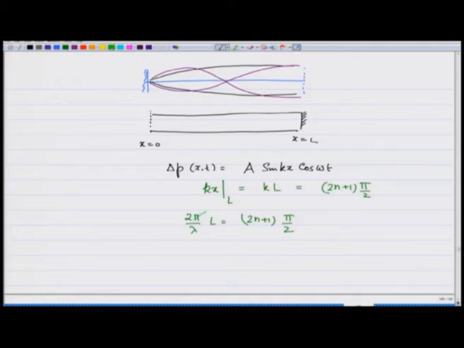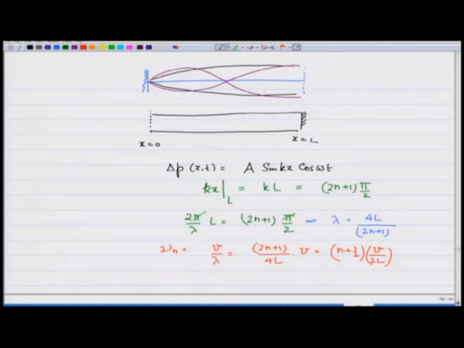So, pi cancels and I get lambda equals 4L over 2n plus 1, and therefore the frequency nu n is going to be v over lambda, which will be equal to (2n plus 1) over 4L times v, or I can write this as (n plus a half) v over 2L. Again, v over 2L is the fundamental frequency and the rest are higher harmonics.